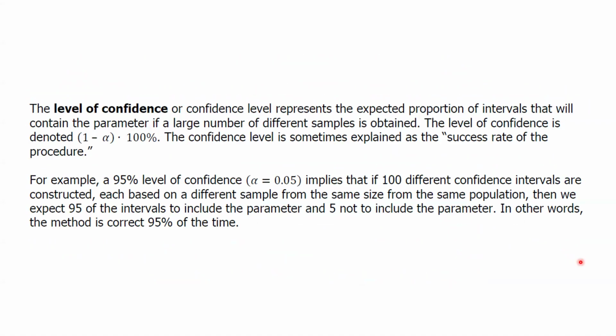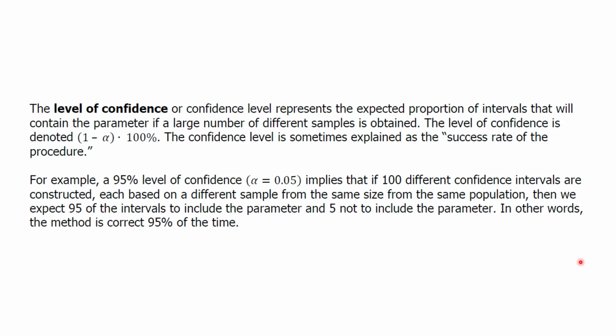All right, so the level of confidence or confidence level represents the expected proportion of intervals that will contain the parameter if a large number of different samples is obtained. The level of confidence is denoted as the quantity 1 minus alpha times 100%. The confidence level is sometimes explained as the success rate of the procedure. But what does this mean in plain English?